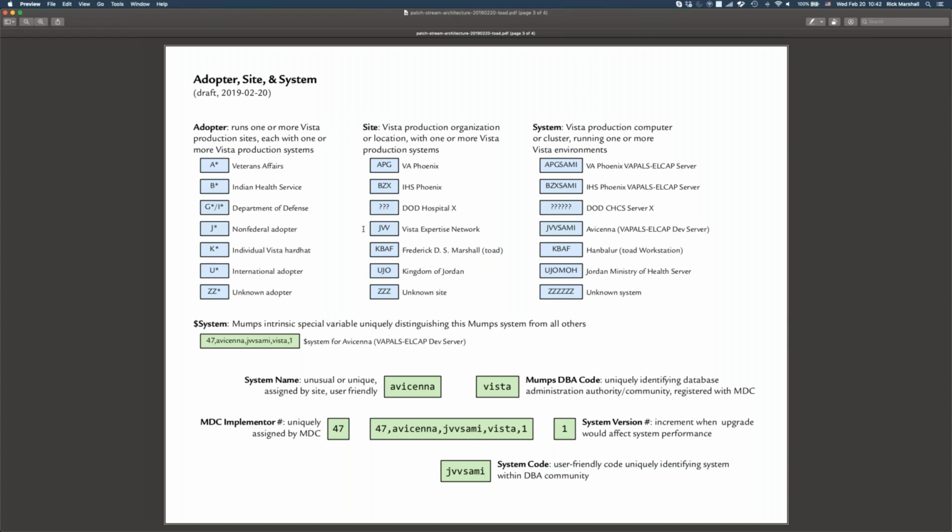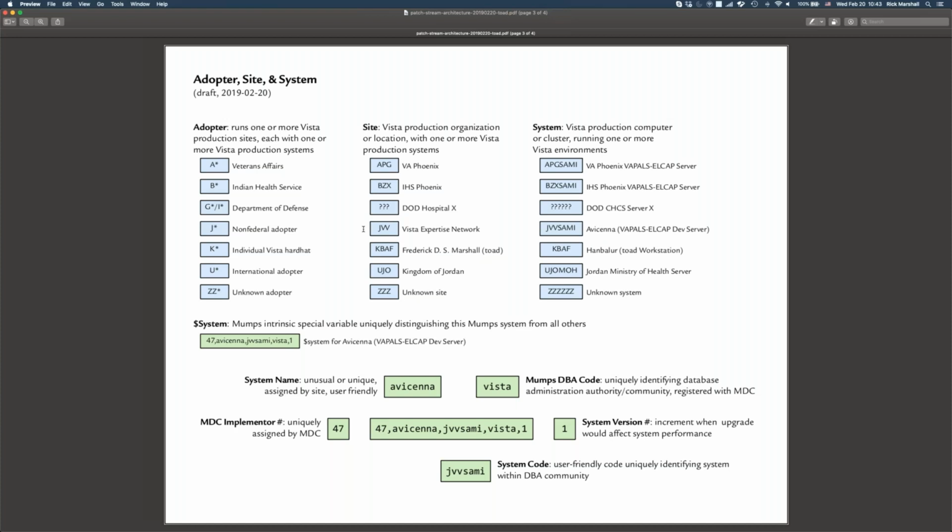And this problem came up for the first time for us on the VAPALS ELCAP project. We'd never had it before, which is funny. It just hadn't occurred to us. It turned out we were ad hocing the way that we were naming our sites and our systems and so forth. We were focusing on naming them based on the project, and we hadn't thought through, do we need a universal site namespace for the Vista Expertise Network that we could use as a prefix for all of our systems that we create? And it became clear here that that was going to have to happen.